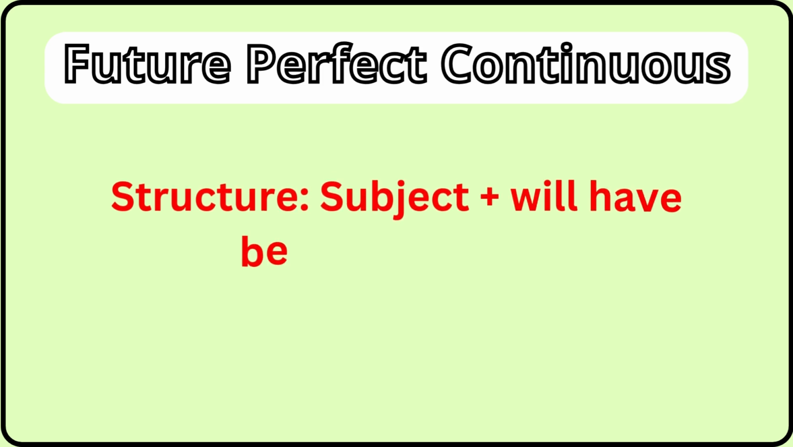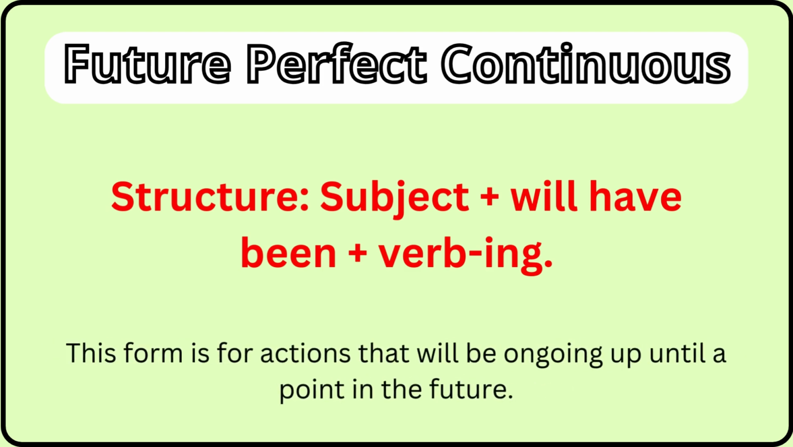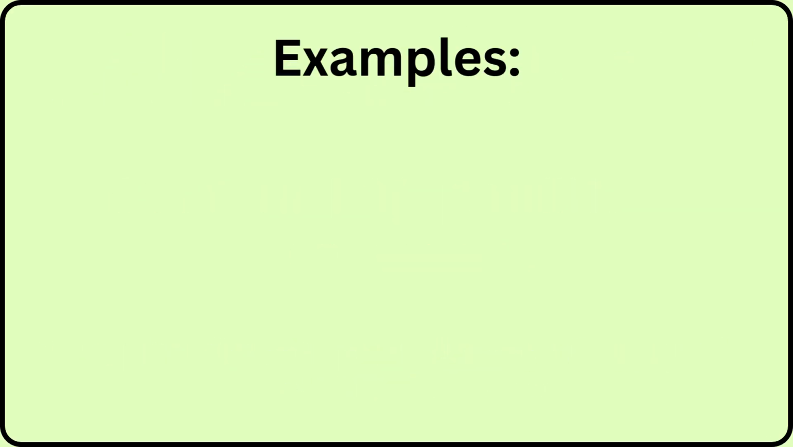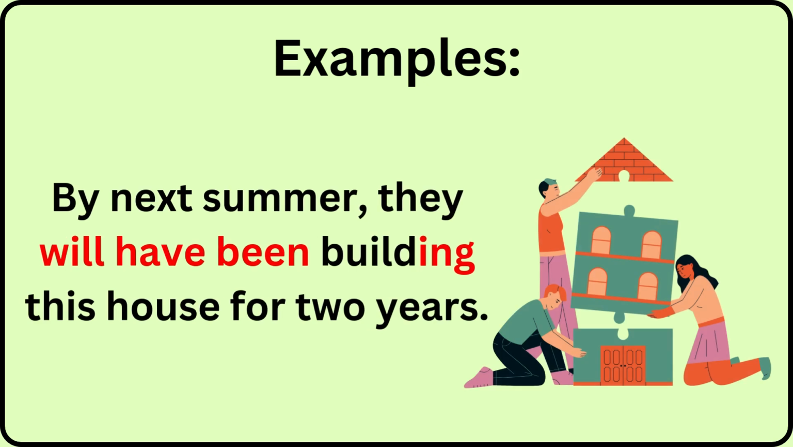Future perfect continuous. Structure. Subject plus will have been plus verb ing. This form is for actions that will be ongoing up until a point in the future. Examples: I will have been working here for 5 years next month. By next summer, they will have been building this house for 2 years.